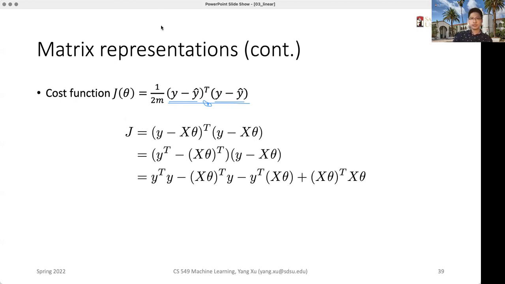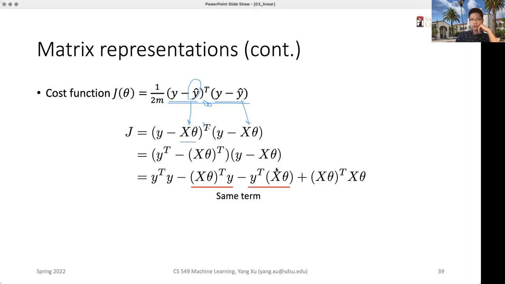If we substitute the y hat into the function here, because we know y hat is the product of X times theta, and y hat is replaced here. And by the principles of linear algebra, we can move the transpose outside into the inner terms. So that'll be y transpose and X times theta, transposed. And we expand all the terms just like a multinomial product.